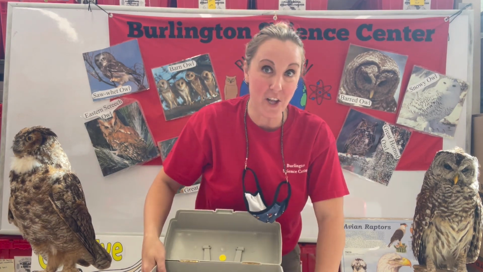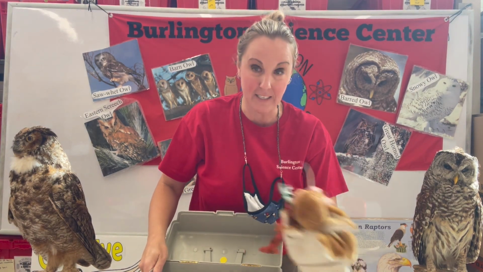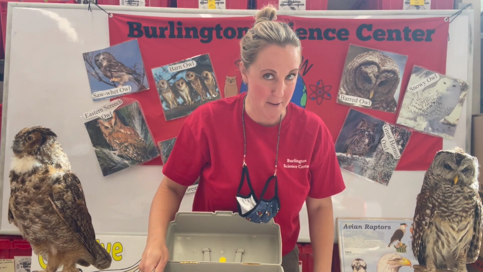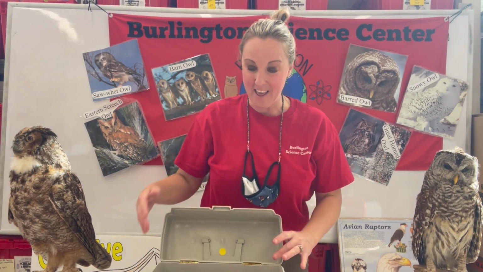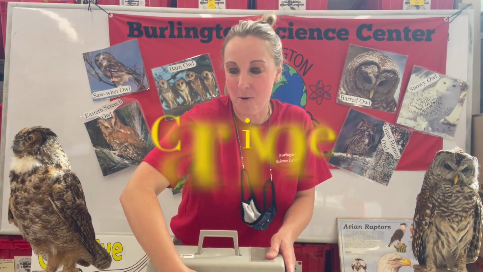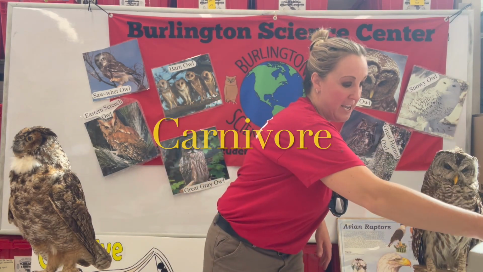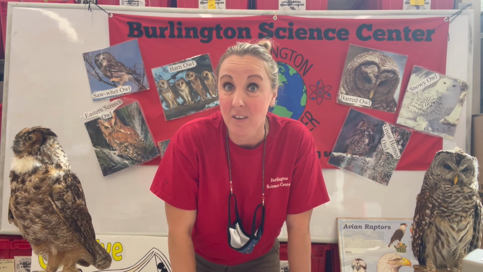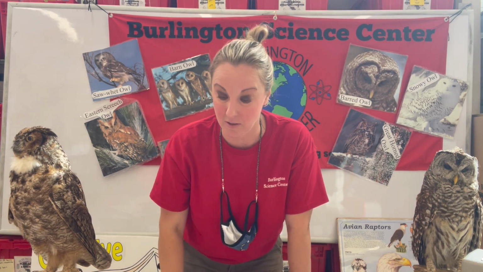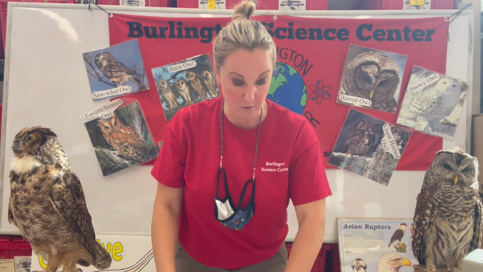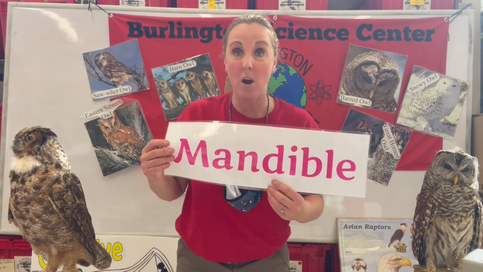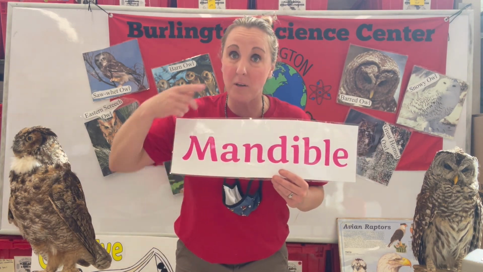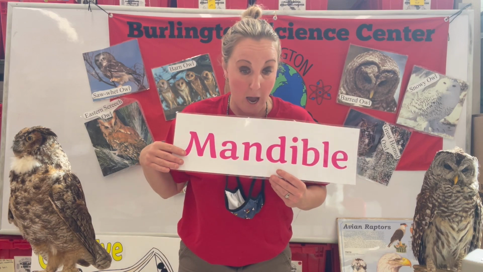So what do we call an animal that only eats meat? Anyone remember? That's right, they're called a carnivore. So they eat a variety of different foods. They'll even eat smaller birds or even other owls. So they're very, very territorial. Now there's another word for their beak. We call it mandible. That would be the separate parts, the top and the bottom.